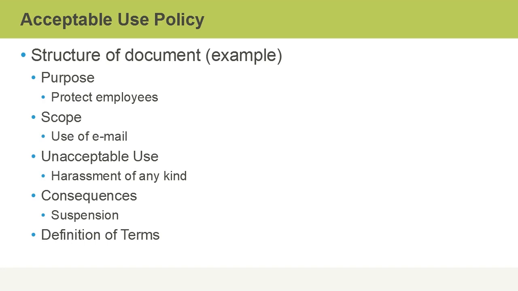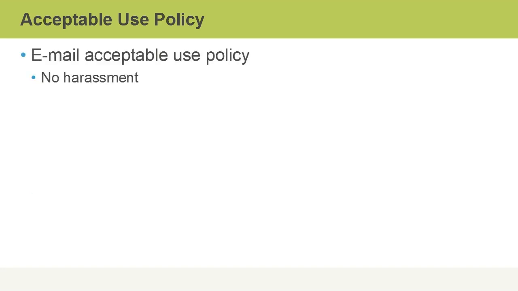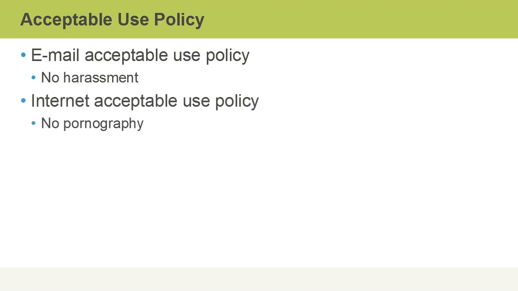In the case of email, that would be harassment of any kind sent to others through the mail messaging system. There would also need to be a section that lists consequences. In the case of email unacceptable use, it might be suspension from work. Of course, there needs to be a definition of terms like there would be in any type of longer document, especially a legal document. The email acceptable use policy might include things like no harassment, including sexually harassing email messages or anything involving racial slurs through email.